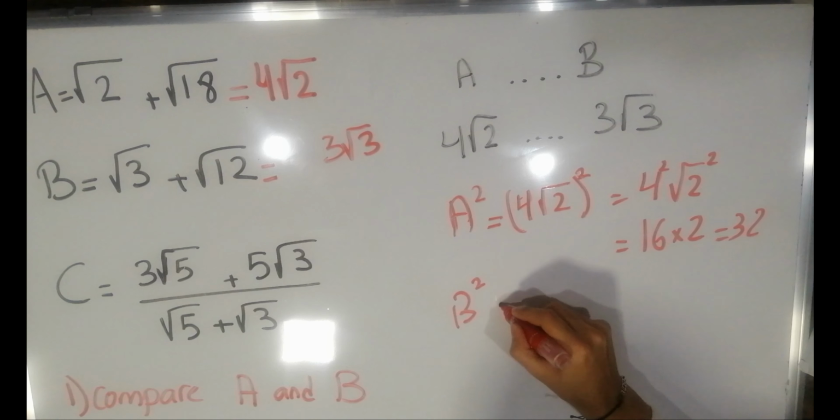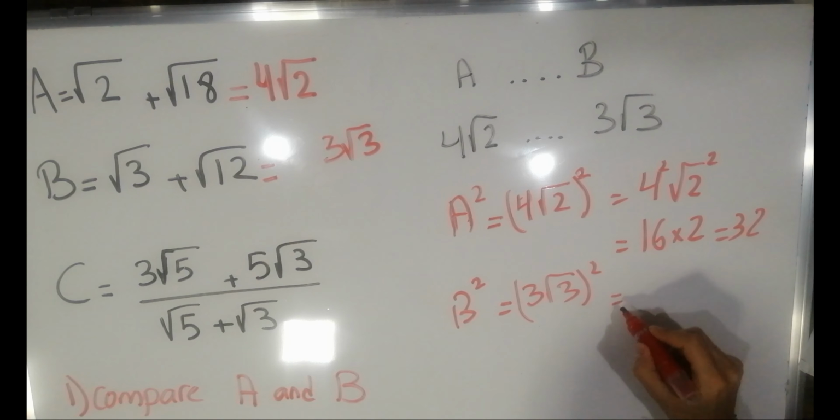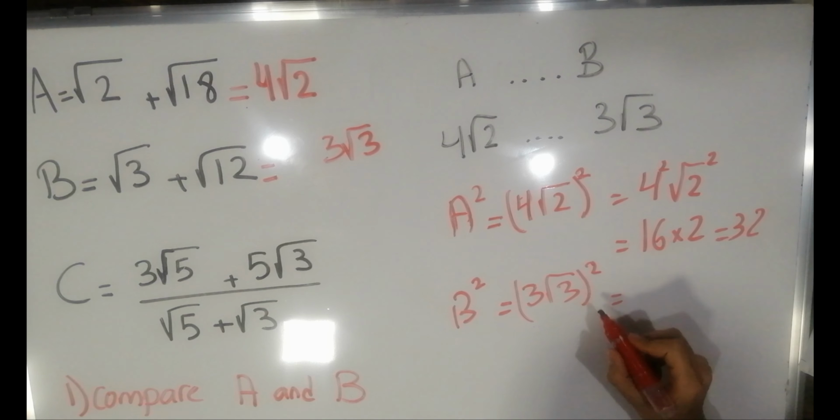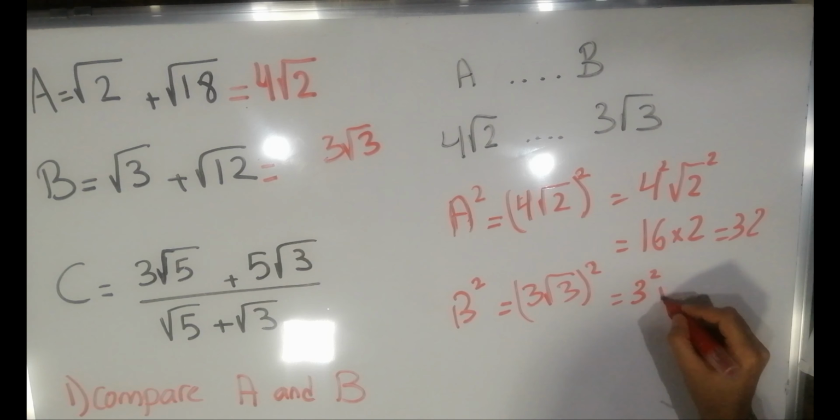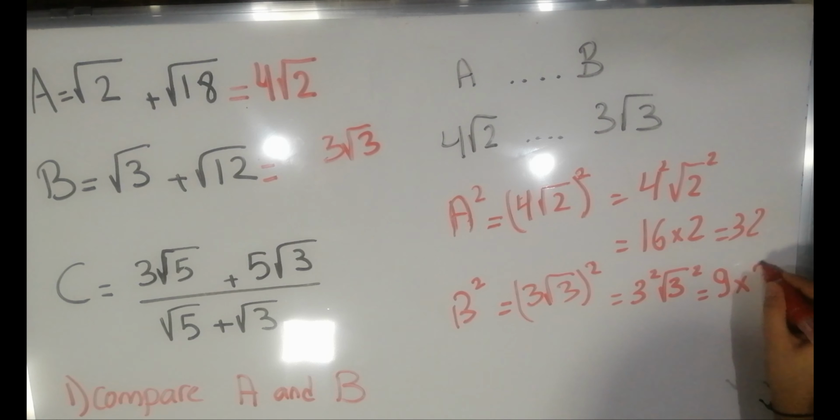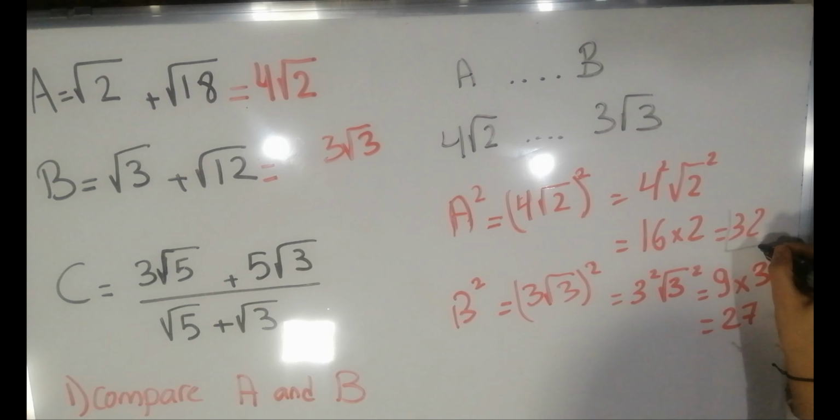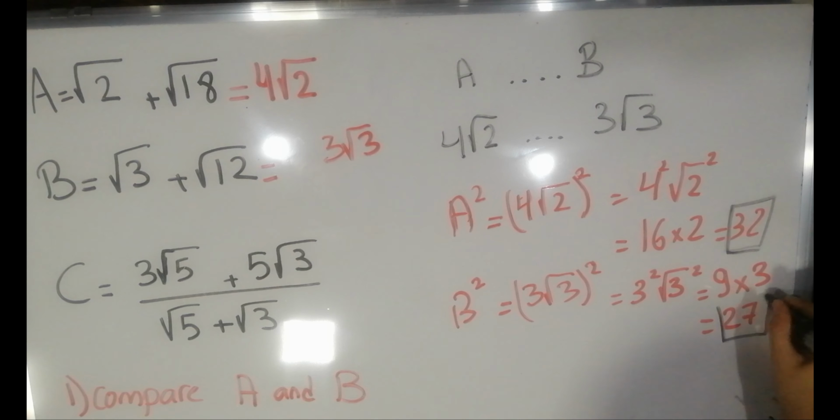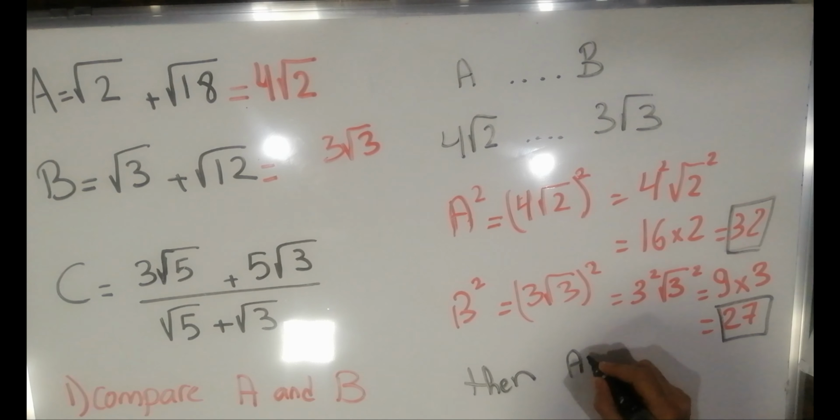Now, B squared is 3 radical 3, all squared. We distribute the power 2 to 3 and to the radical, and I can do that because I have multiplication between them. So 3 squared times radical 3 squared, and we obtain 9 times 3, which is 27. So here is A squared, and here is B squared. Then who is greater? A squared is greater than B squared.